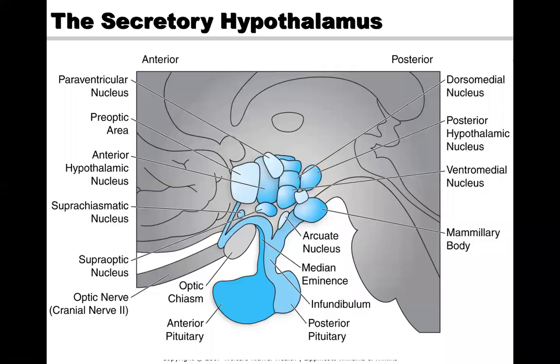Fifth is control of food intake. Neurons in the hypothalamus monitor the levels of nutrients such as glucose and amino acids in the blood, and produce the sensation of hunger. And we have the satiety center in the hypothalamus. It can control food.